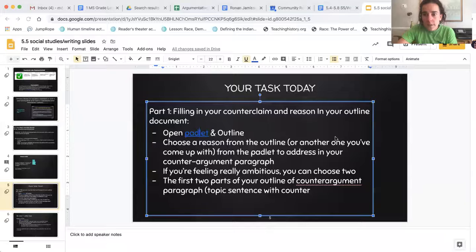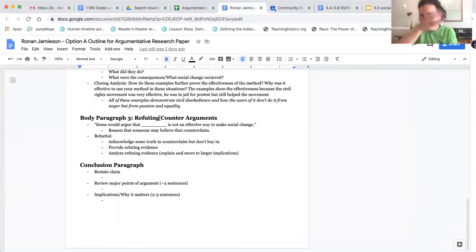Okay, so as I go into this, I'm going to open my outline and my Padlet. I no longer have an outline that's not completed, because I just have the model one that's already done. So I'm pretending I'm Ronan right now, just for no reason. The only parts I'm doing today are these. The first sentence is just, some would argue that civil disobedience is not an effective way to make change. That's all I'd be doing for that part.